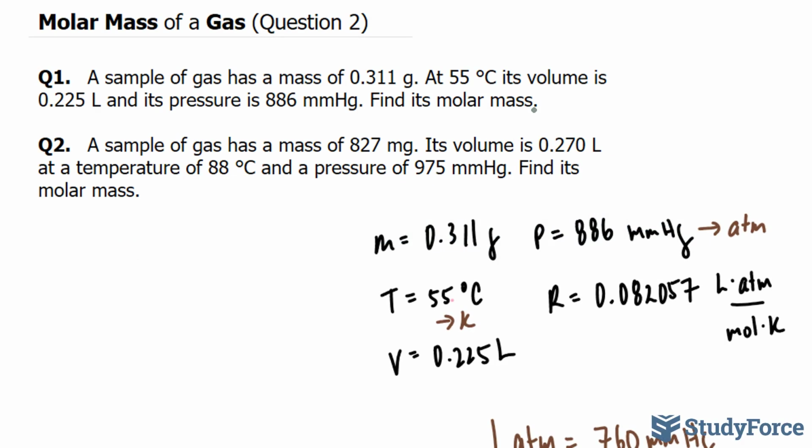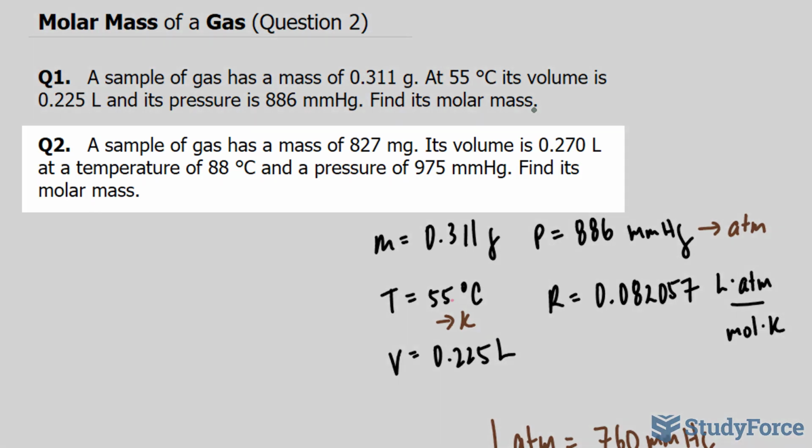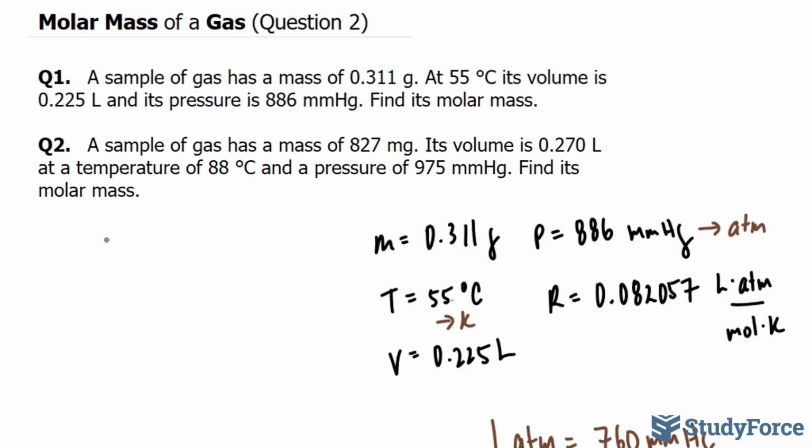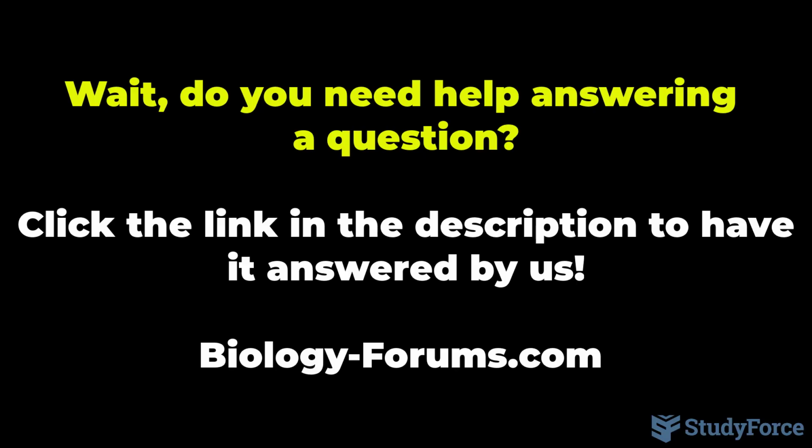In question 2 of our molar mass of a gas series, we're asked: a sample of gas has a mass of 827 milligrams. Its volume is 0.270 liters at a temperature of 88 degrees Celsius and a pressure of 975 millimeters of mercury. Find its molar mass. I'll denote molar mass as capital M, and I'll put a question mark.